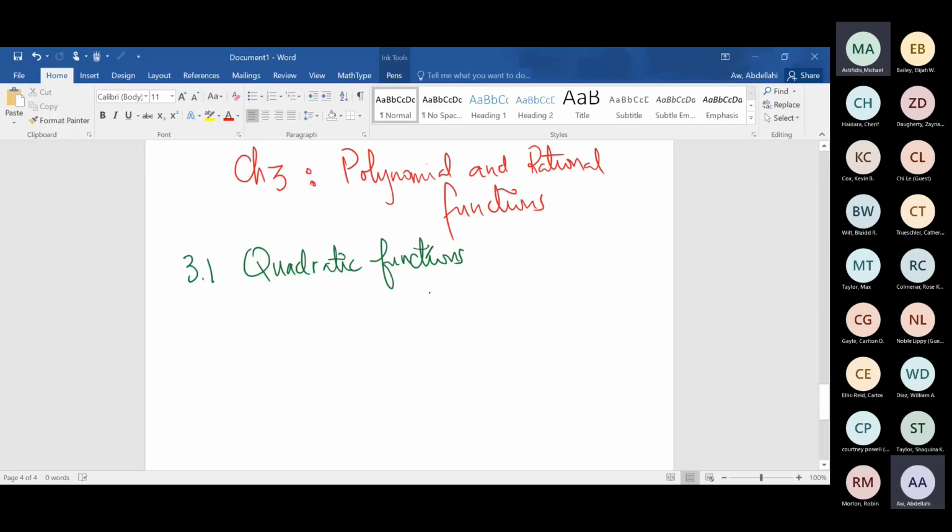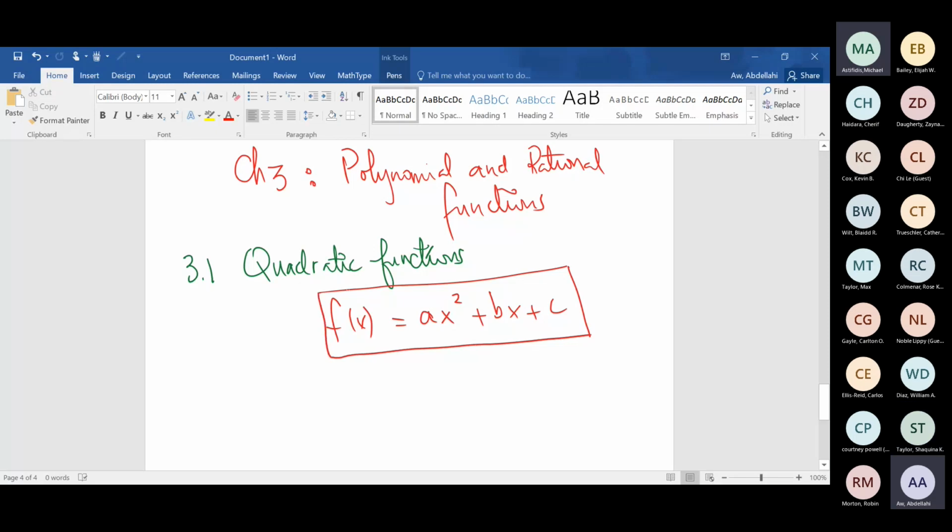A quadratic function is any function of the form f of x equals ax squared plus bx plus c. Any function like that is called a quadratic function. Now, we have 3 terms: ax squared plus bx plus c. The word quadratic refers to which one of the three terms? The term ax squared, right?